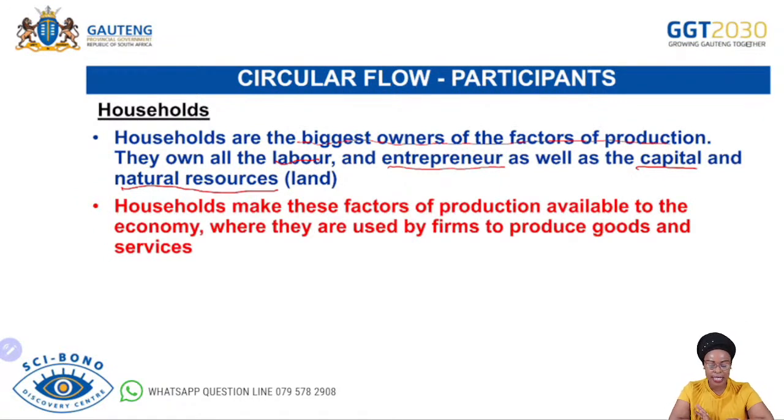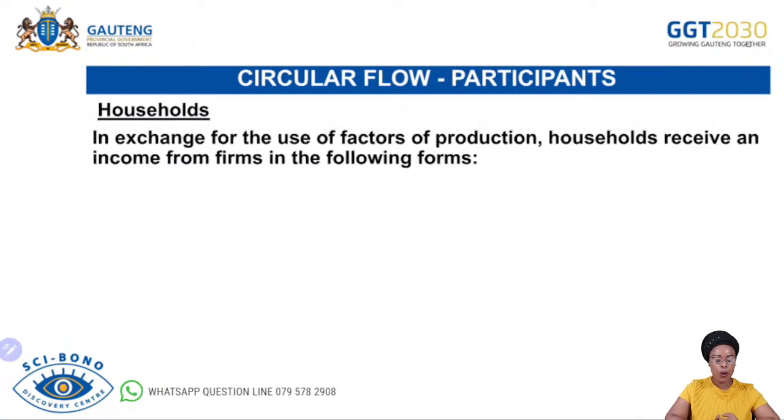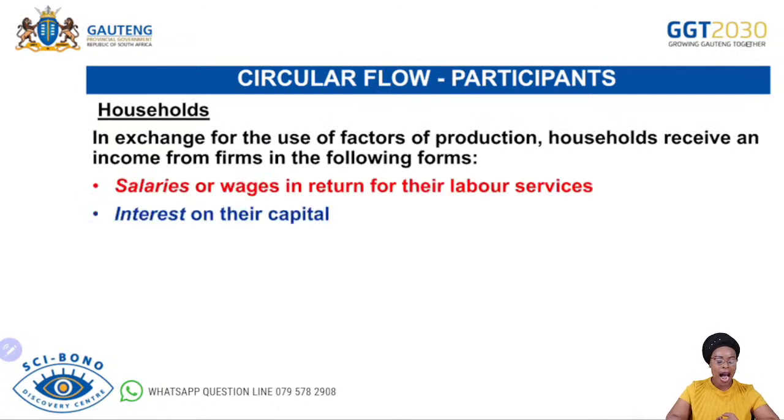Households make these factors of production available to the economy, where they are used by businesses to produce goods and services. There is an interaction here. Note the interaction. As much as they are the owners of the factors of production, they are also selling them, and the businesses will buy them to produce goods and services. That is an interaction between the households and the firms. We continue with the household. In exchange for the factors of production, they need to receive something. They are selling. They need to receive income for selling their factors of production.